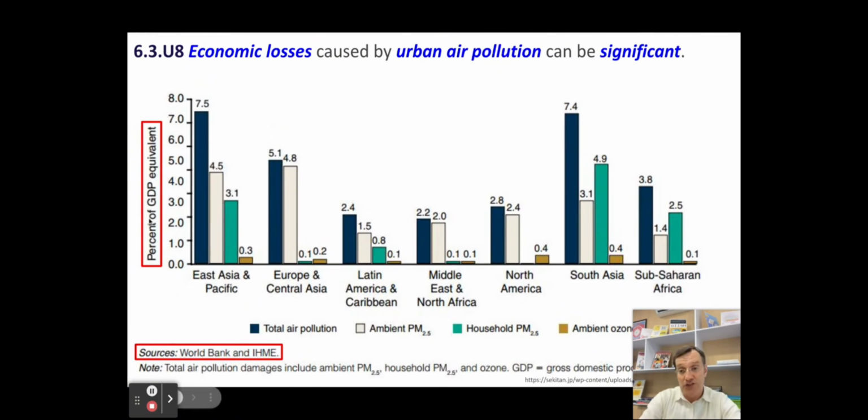So this is a percentage of GDP. Here we are in East Asia and the Pacific, where 7.5% of the total GDP equivalent is lost due to urban air pollution, right? In South Asia, India, Pakistan, Sri Lanka, Bangladesh, very similar, almost 7.5%. Middle East and North Africa is significantly lower. Latin America and the Caribbean also significantly lower. These are smaller land masses. Islands have good horizontal air movement because of their proximity to the oceans.